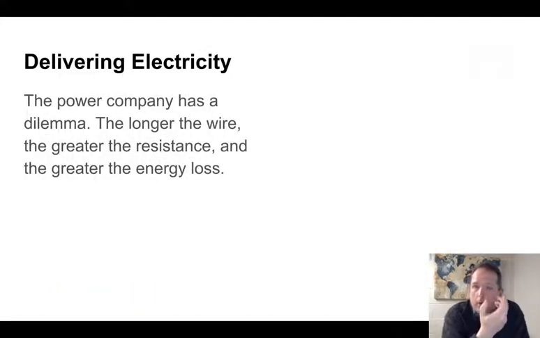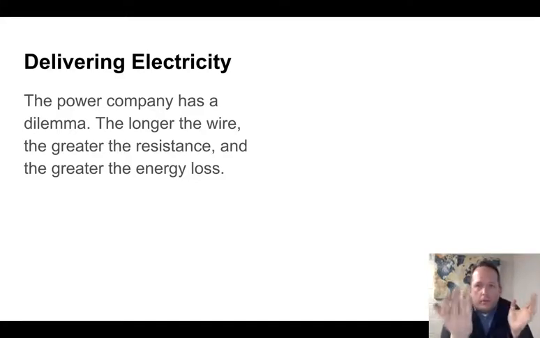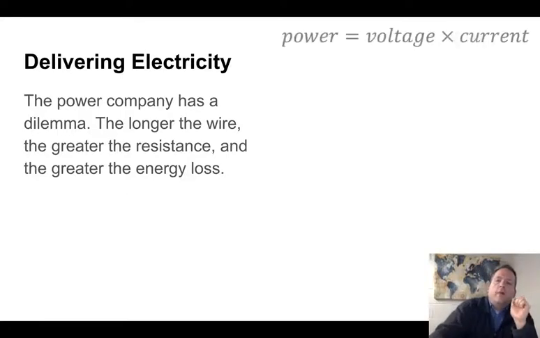Well, the power company has a dilemma when they want to get electricity to your house. Obviously, they have to use wires to do so, and if you make a wire longer, it has more resistance to it. Resistance is actually proportional to the length. So if you make the length twice as long, you make the resistance twice as much. And the greater the resistance, the more heat you produce as the electricity flows through that wire, the more energy you lose between the power station and the person's house. And whether you would get that passed on to you as a bill or the power company would eat that loss, that's not something anybody wants to have happen.